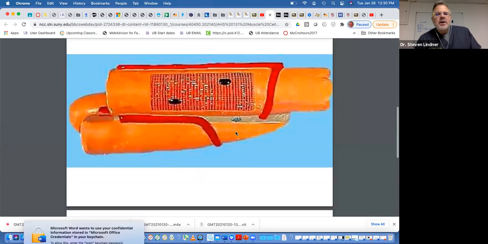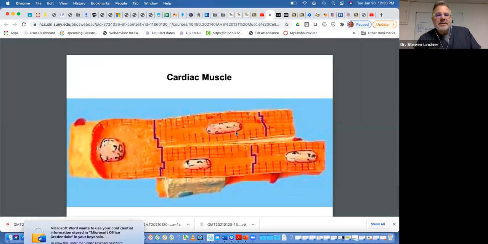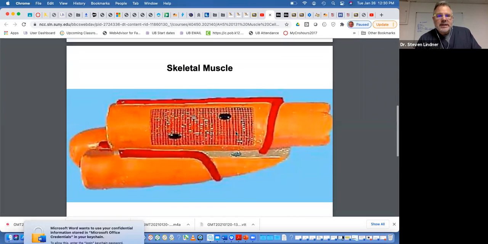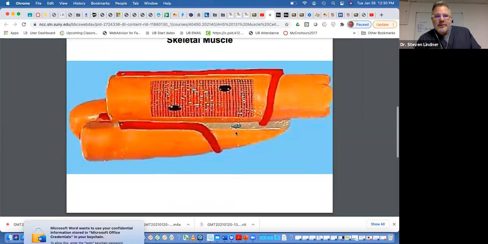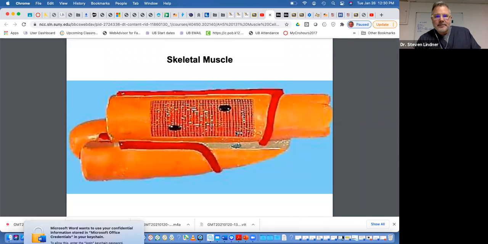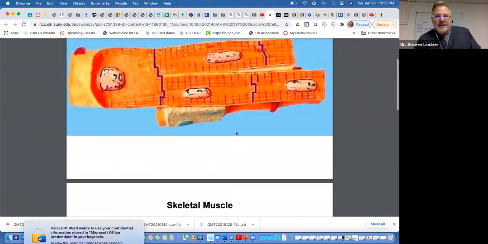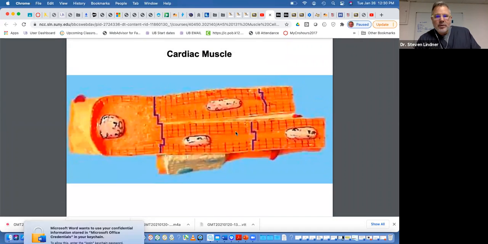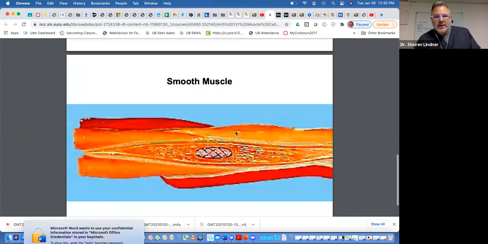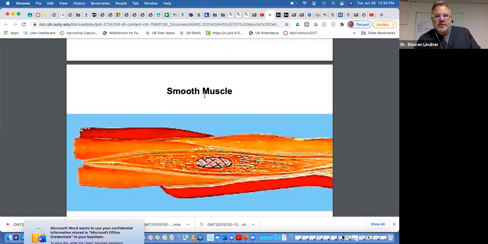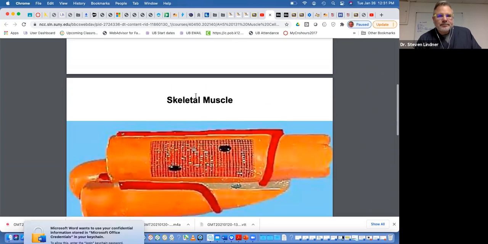Okay, so I would just know the 3 different types of muscle: cardiac, skeletal, and smooth. The only one that's voluntary that you have conscious control over is skeletal, yet skeletal and cardiac are both striated in appearance. Smooth does not have any striations by its name. It is smooth. Smooth is found around organs like the stomach and the intestines and the uterus and your blood vessels. Involuntary.